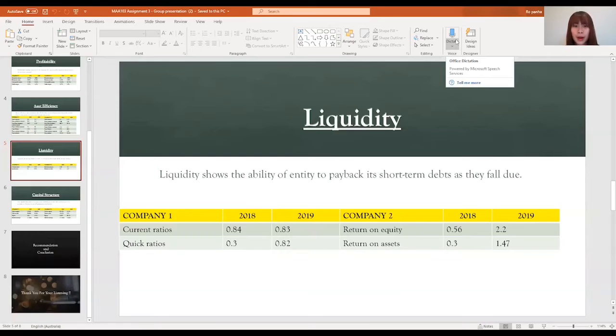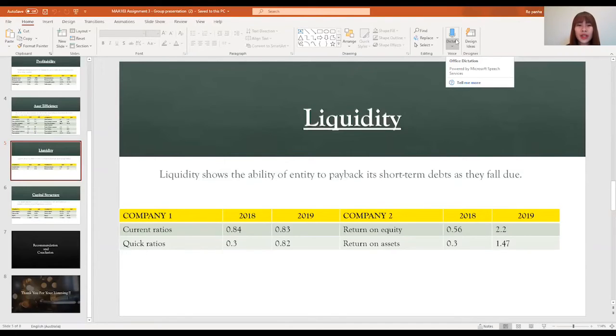Now let's move on to my part, liquidity. To analyze the liquidity, firstly, we need to know how to calculate the current ratio as well as the quick ratio. The current ratio measures the firm's ability to meet its short-term debt. The current ratio can be calculated by dividing current assets by current liabilities. And the ideal ratio for the current ratio is 1.5 to 1.